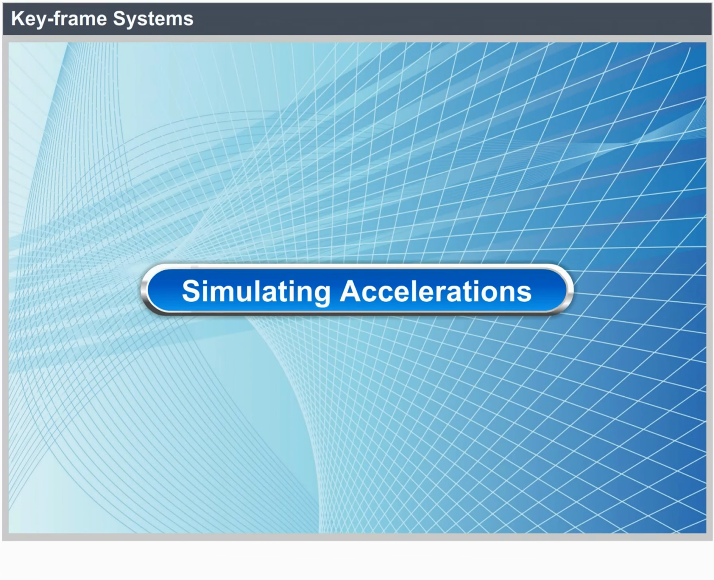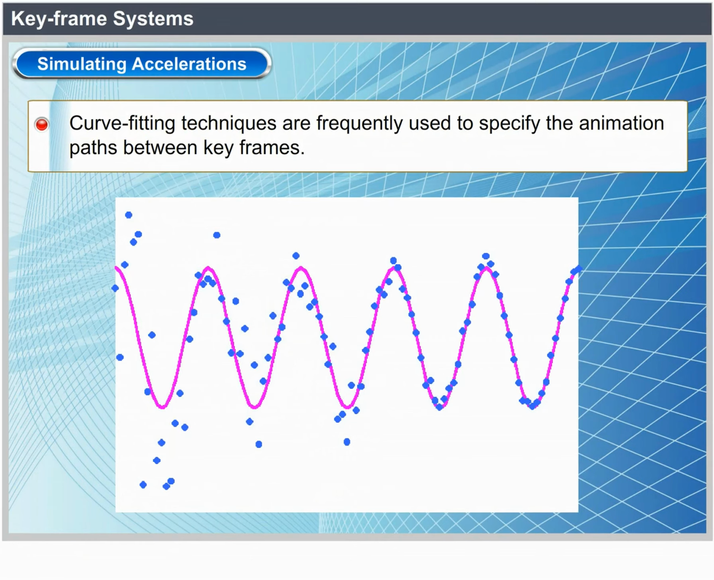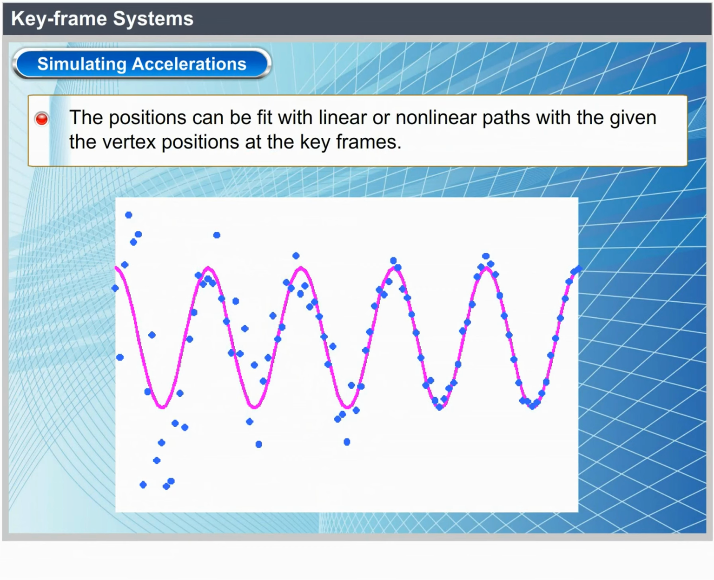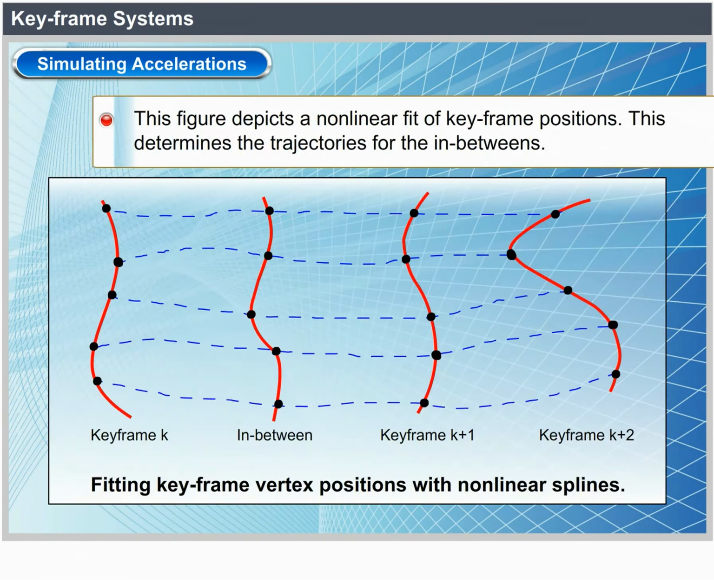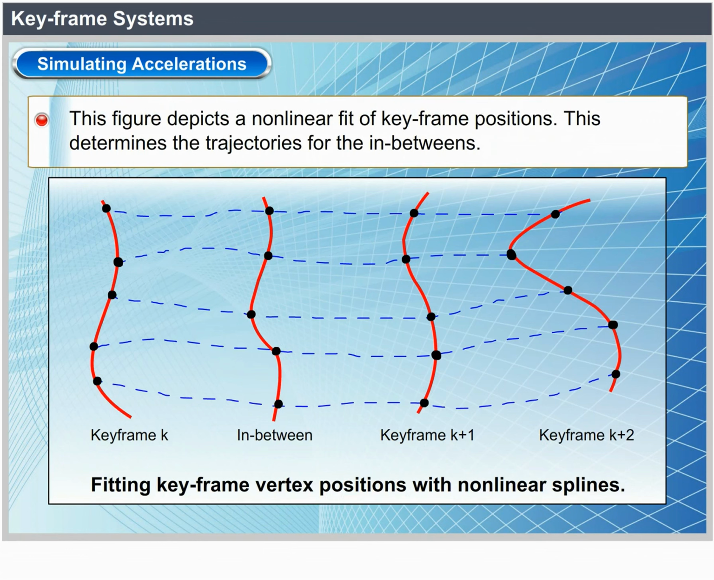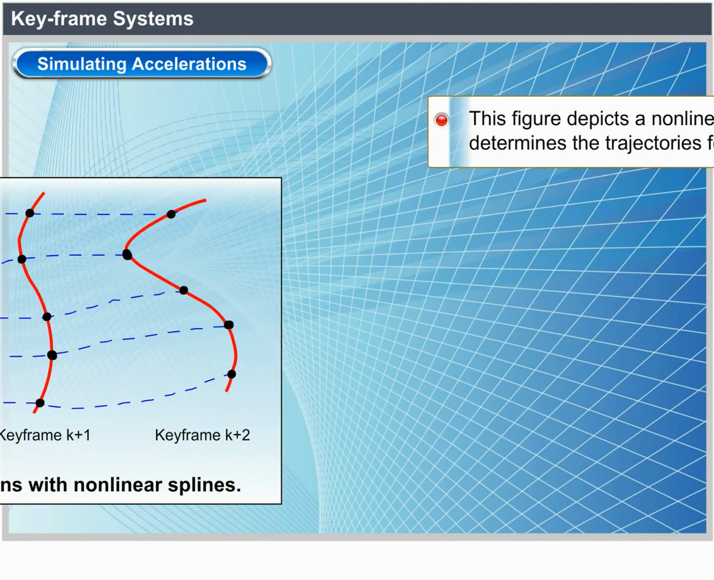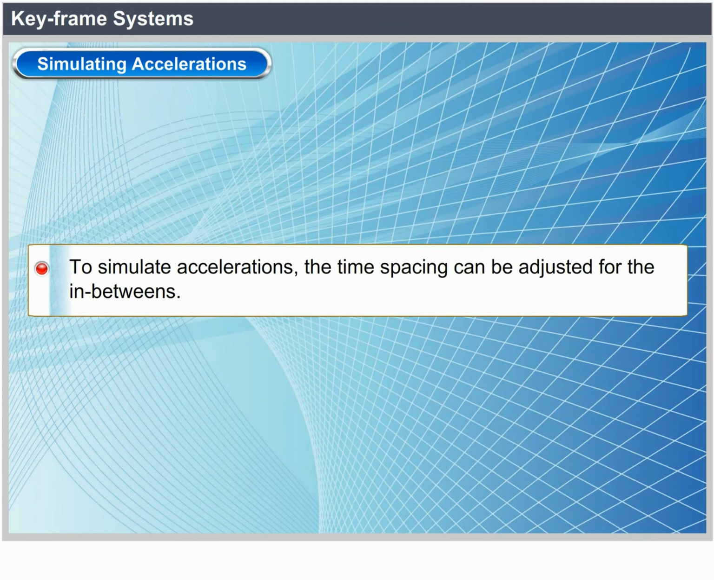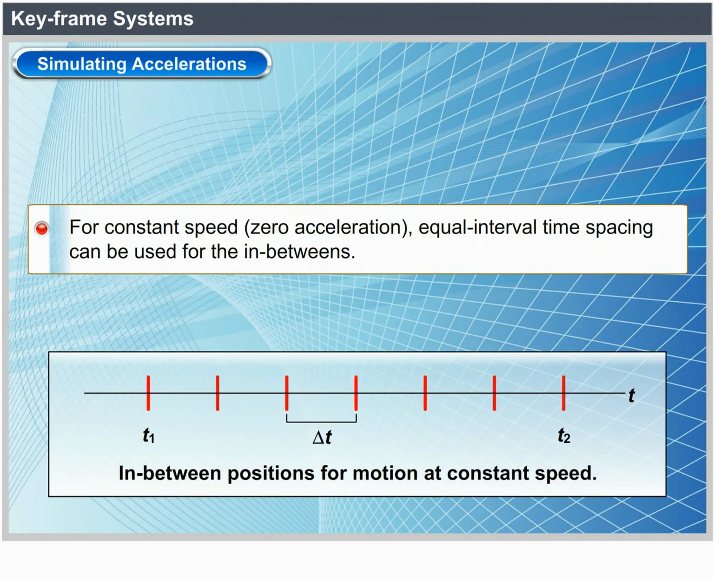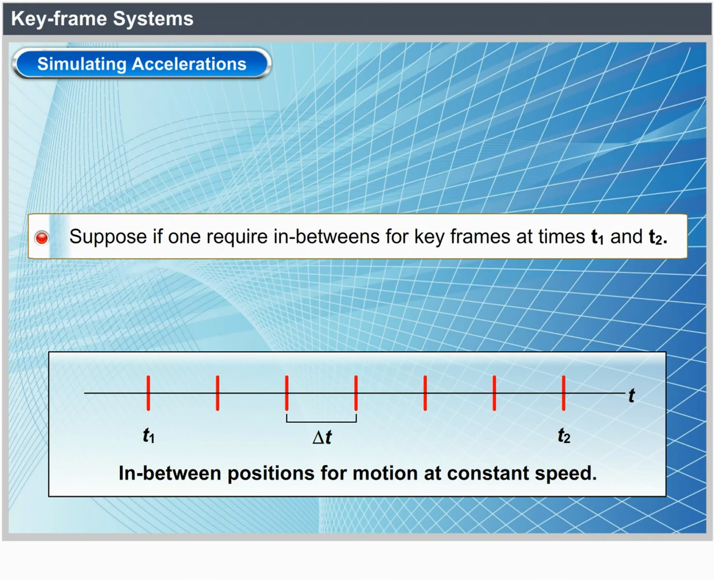Simulating accelerations. Curve fitting techniques are often used to specify the animation paths between keyframes. Given the vertex positions at the keyframes, we can fit the positions with linear or non-linear paths. This figure illustrates a non-linear fit of keyframe positions. This determines the trajectories for the in-betweens. To simulate accelerations, we can adjust the time spacing for the in-betweens. For constant speed, 0 acceleration, we use equal interval time spacing for the in-betweens. Suppose we want n in-betweens for keyframes at times t1 and t2, refer figure.